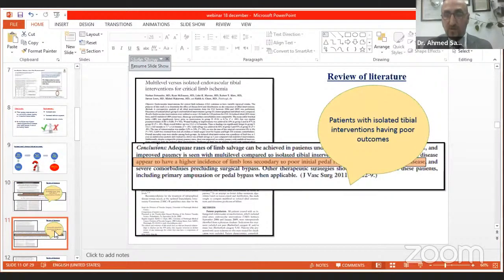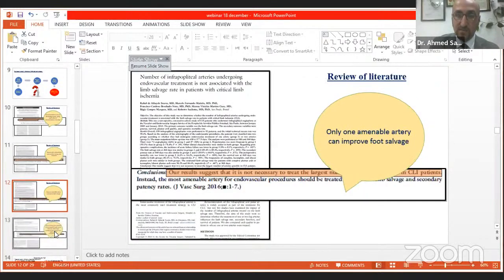Second, about the type of the disease in single vessel below the knee, it shows that patients with isolated tibial intervention have poor outcome. Third was published in 2016: number of infrapopliteal arteries undergoing endovascular treatment is not associated with limb salvage rate in patients with critical limb ischemia, and it concludes that only one amenable artery can improve the foot salvage.